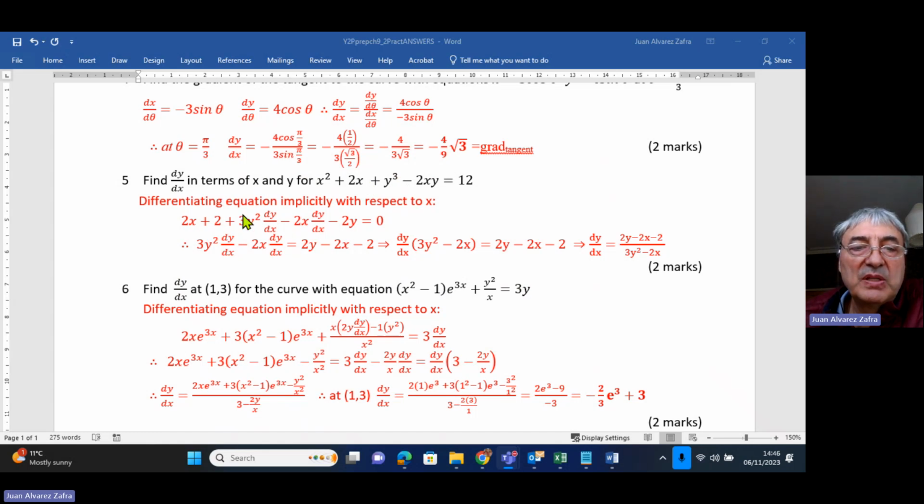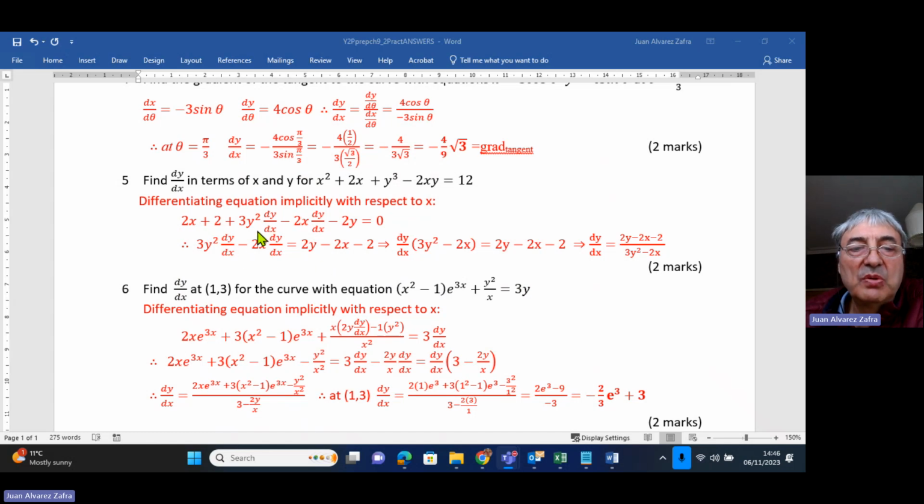So the 3y squared is how fast y cubed changes with y, and 3y squared dy dx is what we want, which is how y cubed changes with x. And then to differentiate 2xy, we use the product rule. We leave the 2x alone and differentiate the y to get dy dx. And then we leave the y alone and differentiate the 2x to get the 2. And so we obtain this.